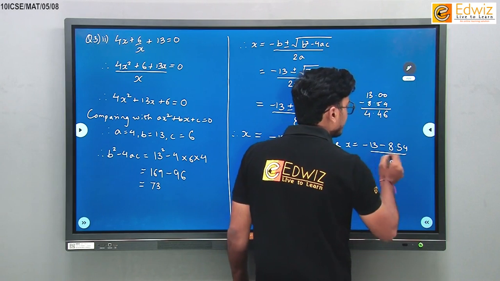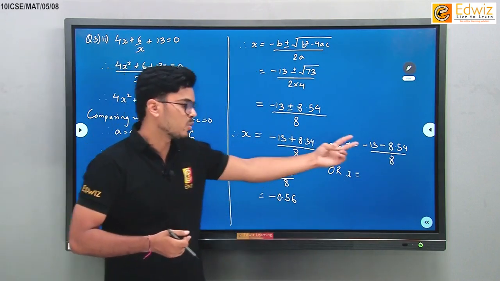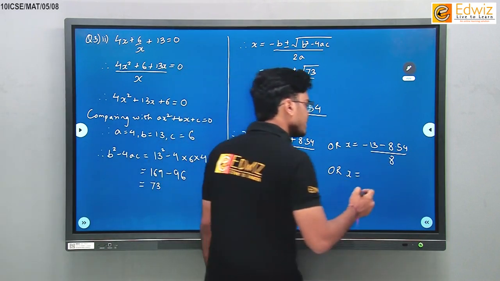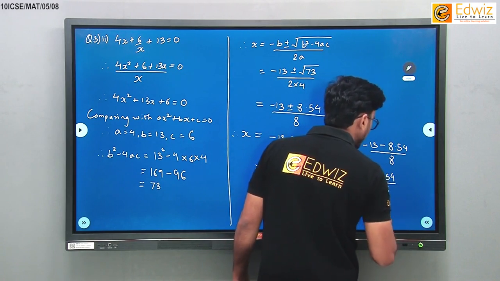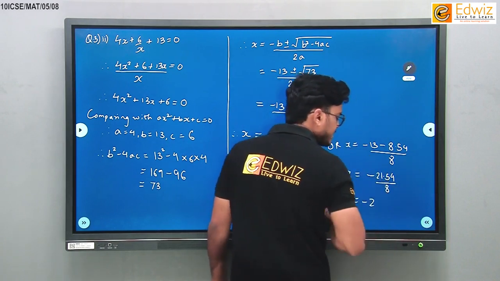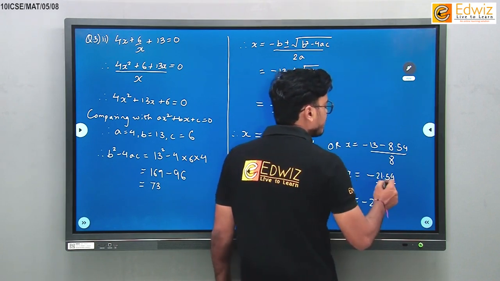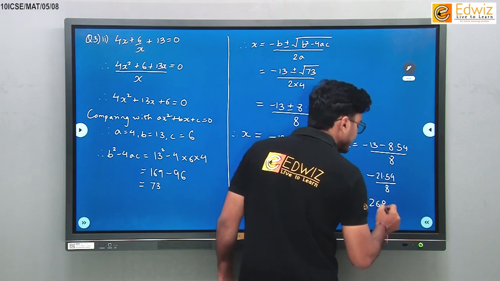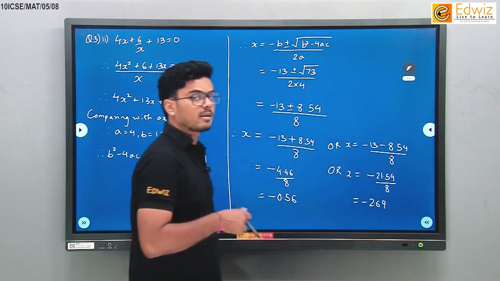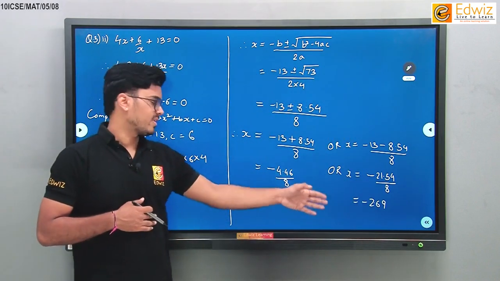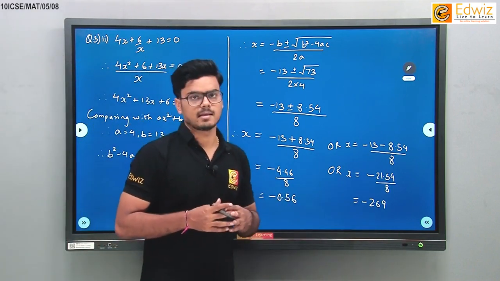x will be equal to, if we add these two, 13 and 8.54, this time we will have to add because both are negative. So the addition is minus 21.54 divided by 8, which is equal to minus 8 2s are 16, then we have 55, 8 6s are 48, then we have 74, 8 9s are 72, correct. So minus 2.69 is the answer correct to 2 decimal places. The value of x is minus 0.56 or minus 2.69.